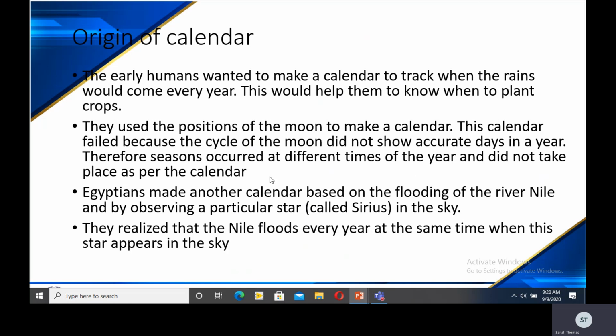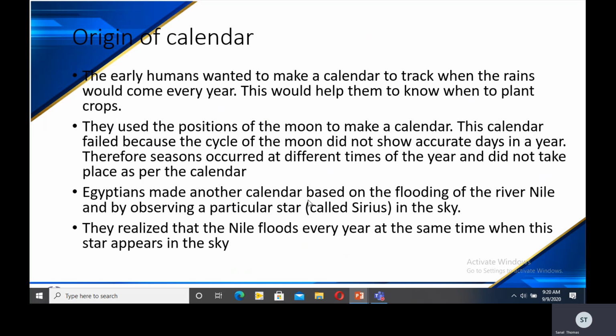The early humans wanted to make a calendar to track when the rains would come every year. This would help them know when to plant crops. They used the positions of the moon to make a calendar. But this calendar failed because the cycle of the moon did not show accurate days in a year. Therefore, seasons occurred at different times of the year and did not take place as per the calendar.